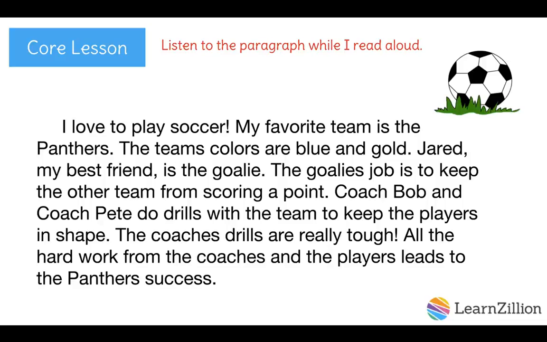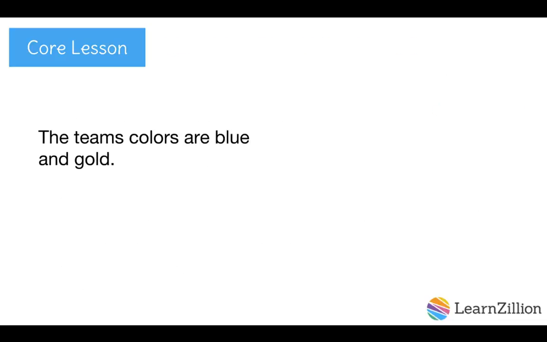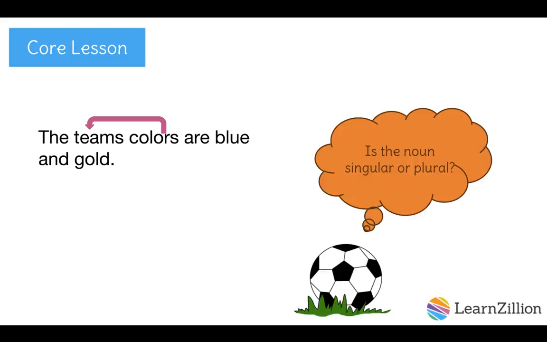I notice there are some places where I can use the rules for possessive nouns. Let's see if we can find them. Listen to this sentence from the story. The team's colors are blue and gold. As I read this sentence, I am thinking the colors belong to the team. Before I think about which rule to follow for possessives, I need to ask myself if team is singular or plural. In this case, it is one team that has these colors, so team is a singular noun.